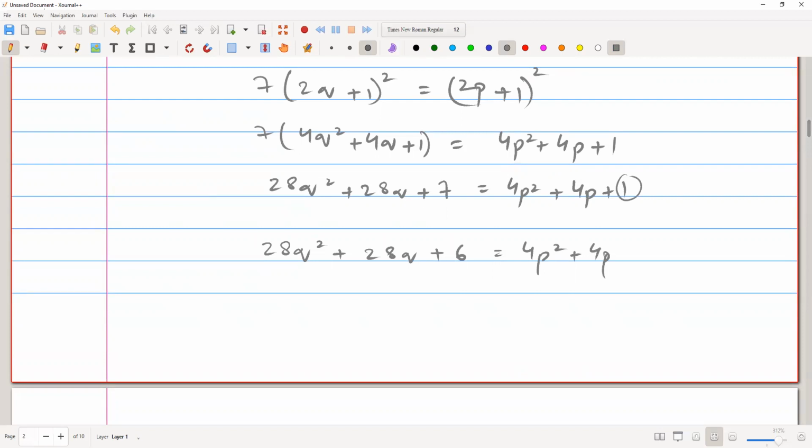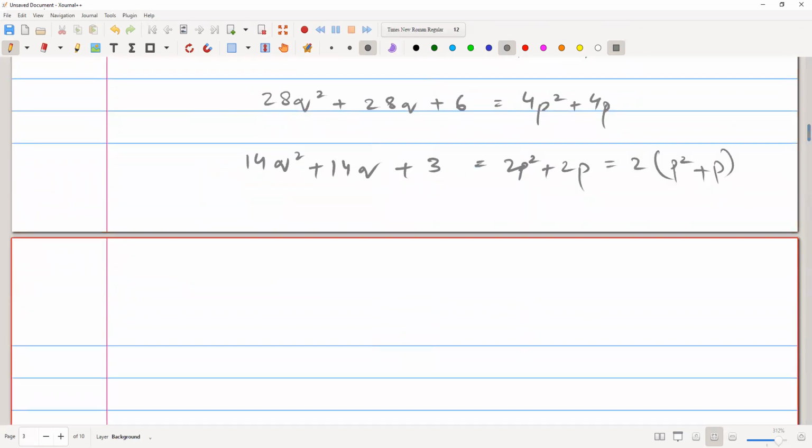We can divide this whole equation by 2. So we will have 14q squared plus 14q plus 3 equals 2p squared plus 2p, which we can write as 2 times (p squared plus p). Now, on the left hand side, we have the number 14q squared plus 14q plus 3. Now consider this number and check whether this number is even or odd.